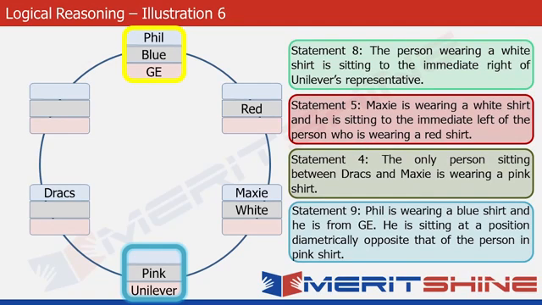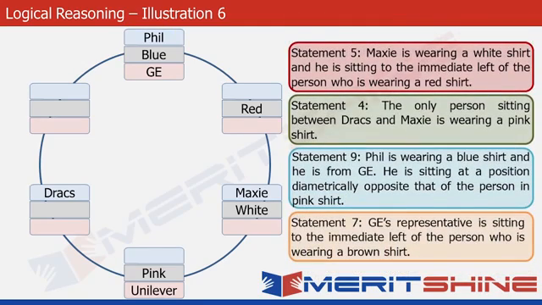The next statement we use would be statement 7. It says that G's representative is sitting to the immediate left of the person who is wearing a brown shirt. It means that the person in the brown shirt would be sitting to the immediate right of the person who is from GE, who we know is Phil and whose box is highlighted now. So the man in brown can be placed one position to the right of this box.